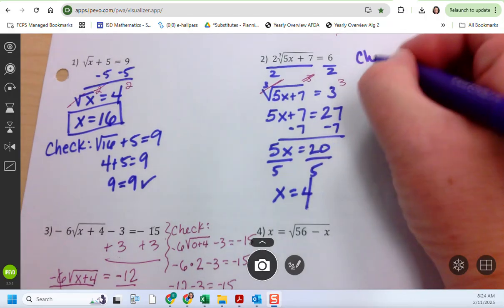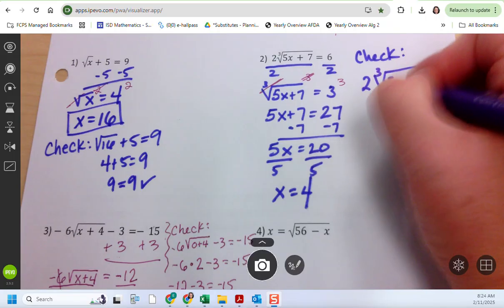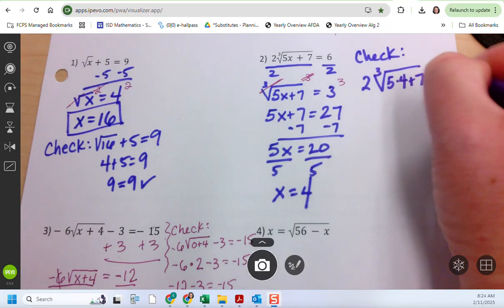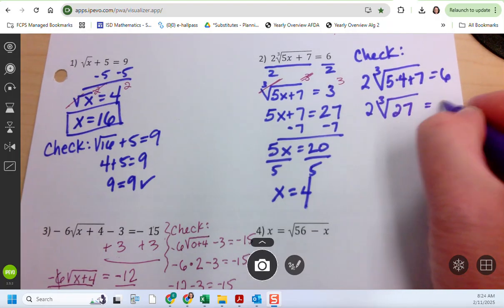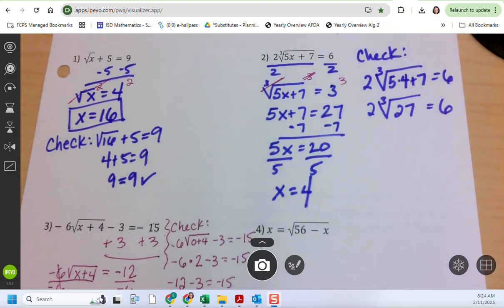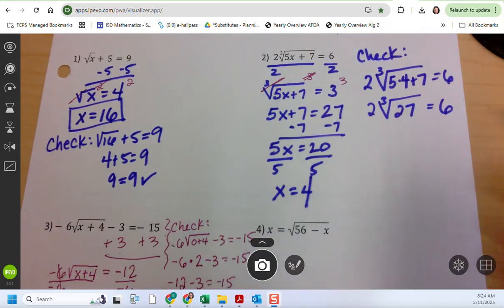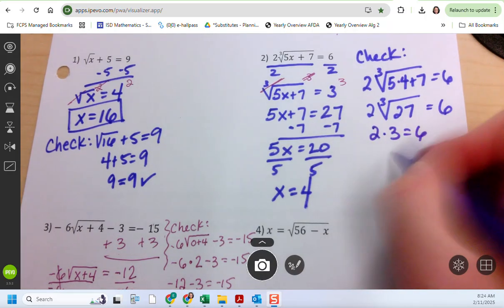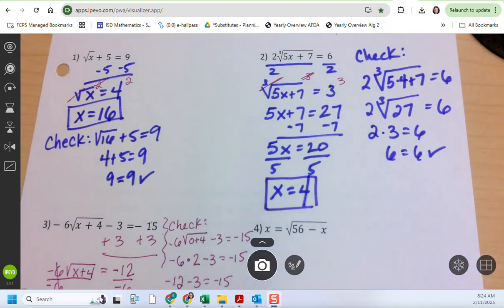So to check, I have 2 cube root 5 times 4 plus 7 equals 6. That's going to make the cube root of 27. All right. Remember, cube root is a number times itself gives you 27. What is the cube root of 27? It's 3. You could do that on your calculator or you could do it in your head. So 2 times 3 equals 6, and we get to 6 equals 6, which checks out. And then go back and box up your answer. After doing the check, it's easy to lose track of where your answer was, so make sure you do that.